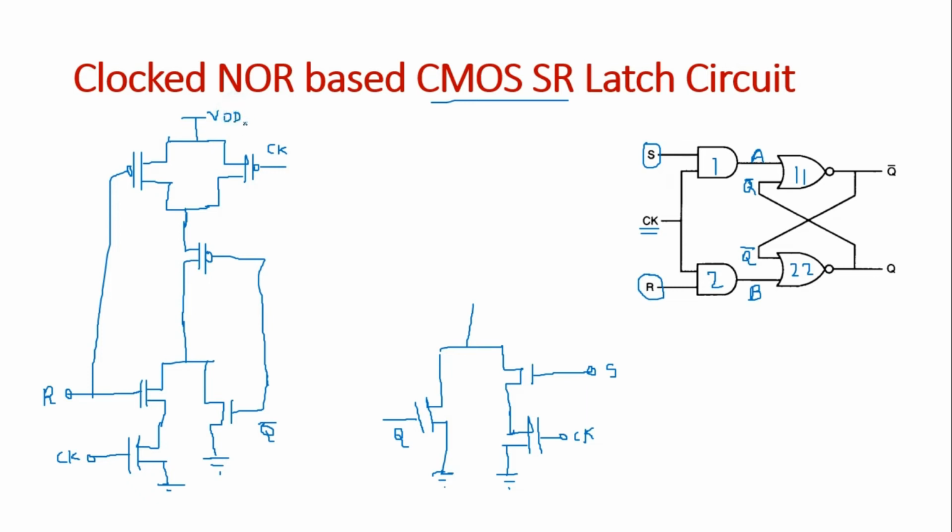Okay. Similarly, we can draw for this part also. So here first we will draw a Q in PMOS transistor. We can short it over here. Now next, as S and the clock, S is at this side, so we will prefer to draw a S over here.